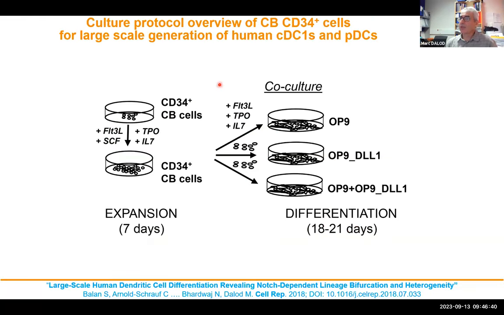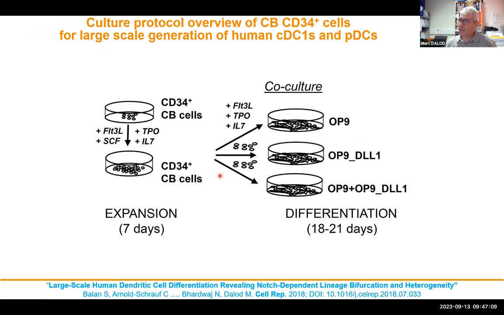So we further implemented this system by adding feeder layer cells, because other papers had shown that in humans you could develop plasmacytoid dendritic cells from cord blood cells, but most efficiently if you put them on feeder stromal cells, especially OP9 cells. And there was controversy in the field whether Notch signaling was important or necessary or not, promoting or inhibitory for human pDC differentiation. So we decided to test Notch signaling.